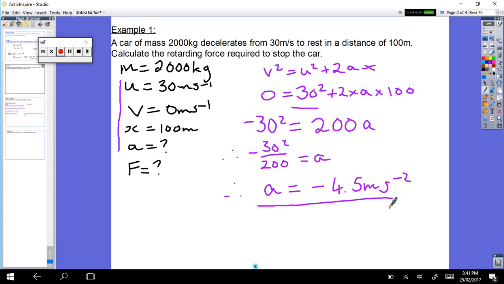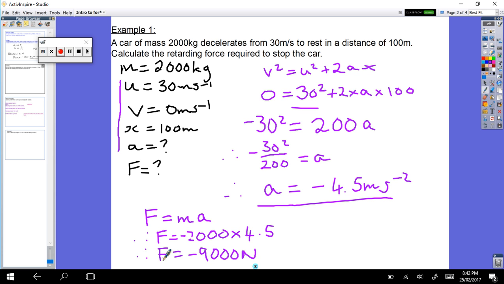So we've worked out our acceleration and we want to know the force. That's what we're actually trying to find. We know the mass, so we can use force equals mass times acceleration. So therefore F equals 2,000 times 4.5. And I'll put the minus sign at the front, which equals minus 9,000 newtons. Now, the force is negative 9,000 newtons. And this also makes sense because it is bringing the car to a stop.